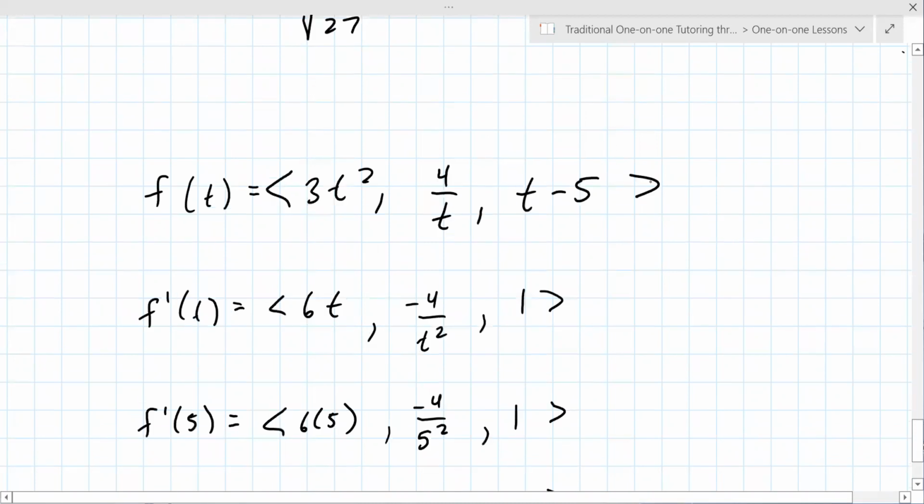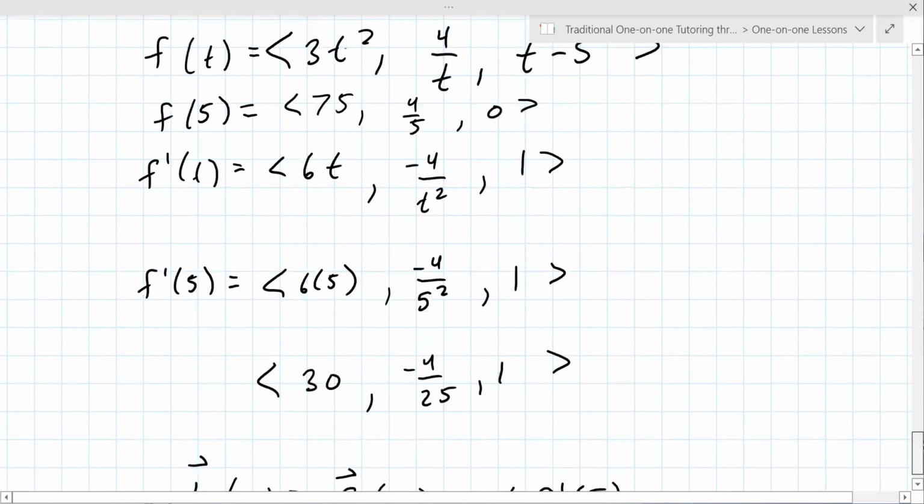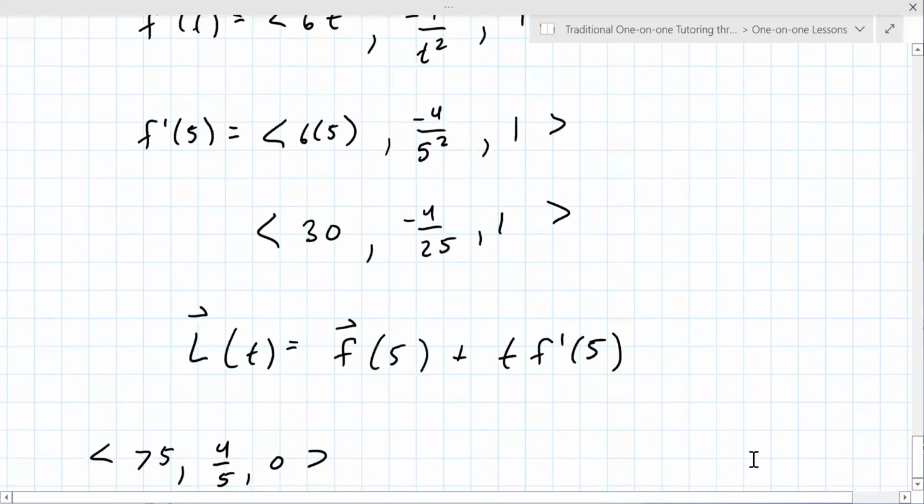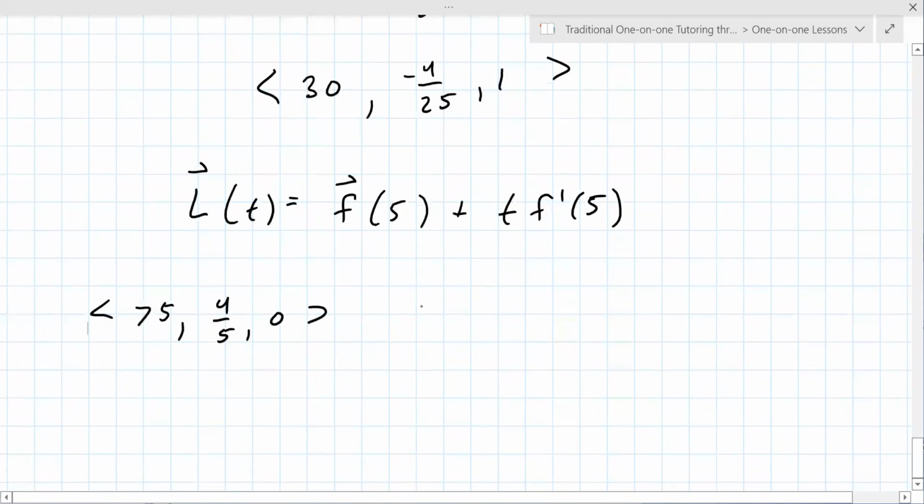So when you put 5 in, f of 5, I'll do that here. That's 3 times 5 squared, that's 75, comma 4/5, comma 0. So we take that vector, 75, comma 4/5, comma 0. That's the f of 5. Plus t times this other vector, 30, minus 4/25, comma 1.